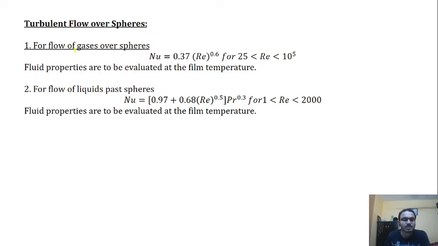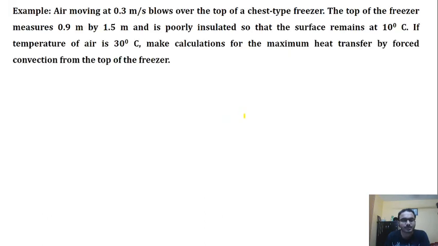First is flow of gases over spheres. The formula is given by this for the range of Reynolds number 25 to 10 raised to 5. The fluid properties are to be evaluated at film temperature. Now for the flow of liquid past this sphere is given by this formula, where the Reynolds number is between 1 to 2000. Fluid properties again are to be evaluated at film temperature.